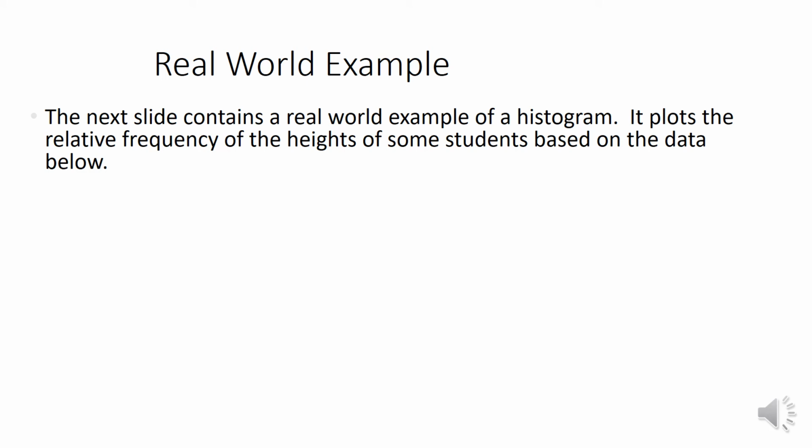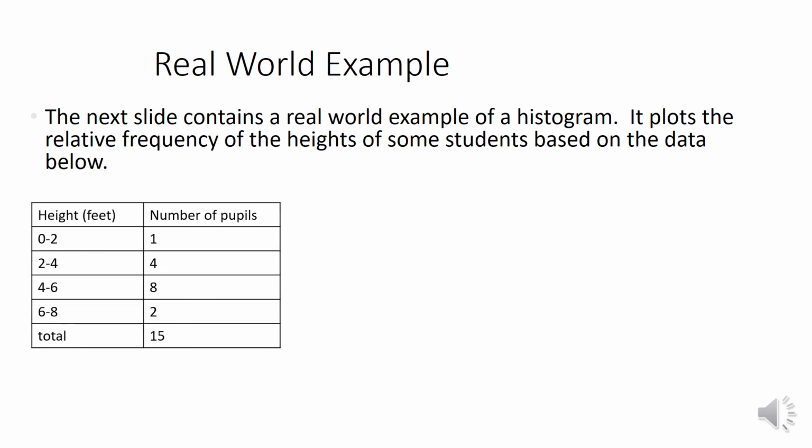This slide contains a real world example of histogram. It plots the relative frequency of height of some students based on the data below. This is the table which we are dealing with. The height of student, in feet, is 0 to 2, 2 to 4, 4 to 6, 6 to 8. And the number of pupils are 1, 4, 8 and 2 respectively. That means the total number of observations we have is 15.